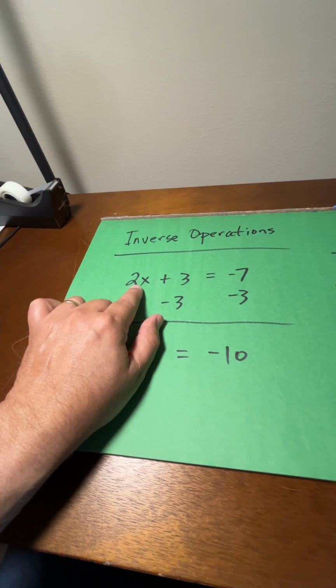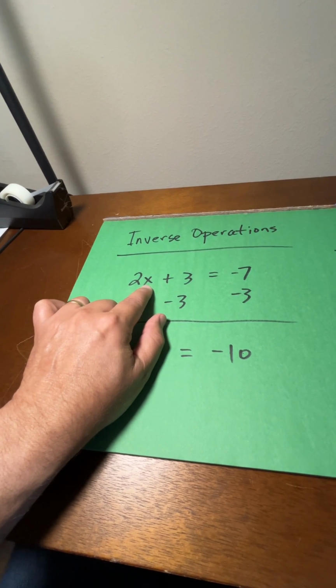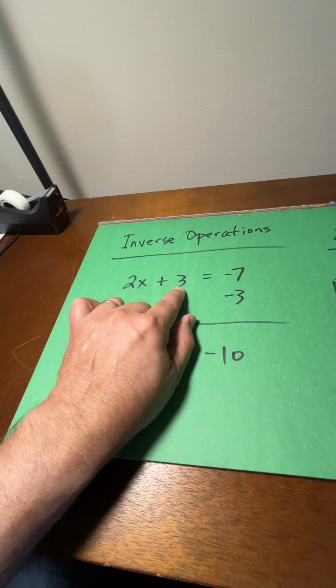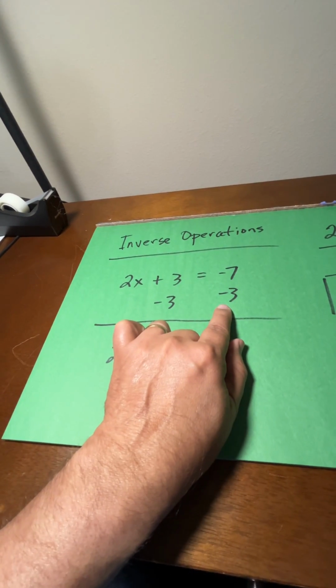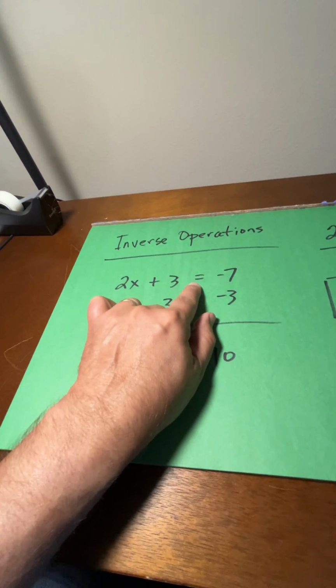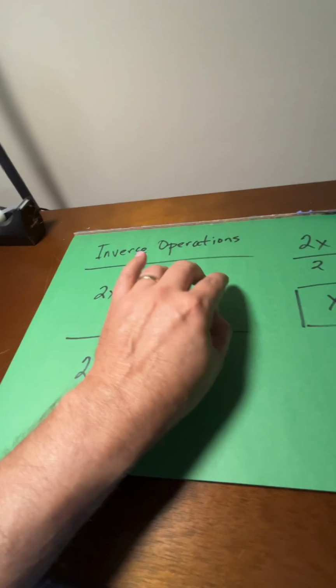So we're solving for x. It's being multiplied by 2. It has 3 being added to it. We're going to get rid of addition by 3. You do that by subtracting 3 from both sides. Now, because this is an equation, this side equals that side.